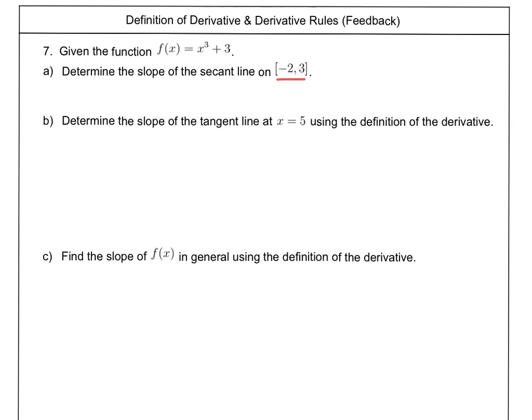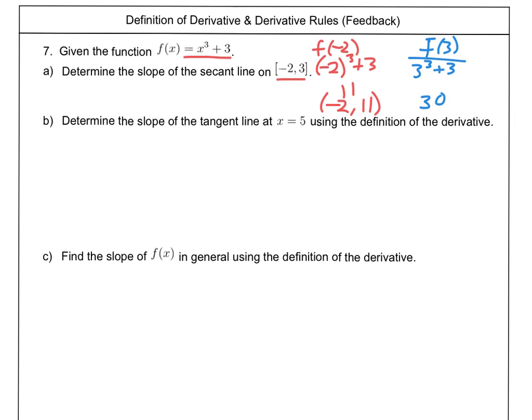First thing up, we've got a secant line. We've got to find the slope of the secant line on the interval negative 2 to 3, and I've got an equation to plug that into. So let's find f of negative 2, which is going to be negative 2 cubed plus 3, or negative 5. Then let's find f of 3, and when we do that, we get 3 cubed plus 3, which is 30. That gives me the point 3 comma 30.